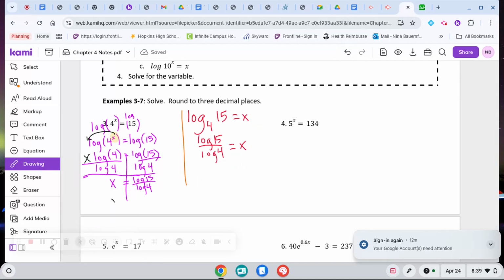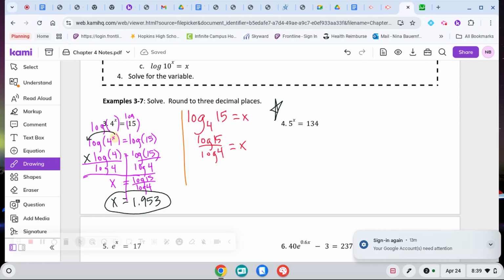When you type that into your calculator, if we round it to 3 decimal places, we should get 1.953. Okay, if you want to pause the video, you can try this one. It's going to be the same process, but pause the video and use one method or the other to solve it.